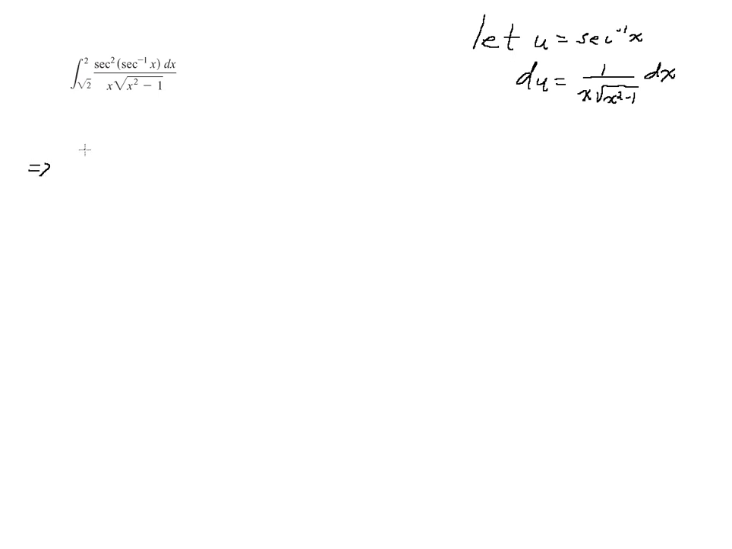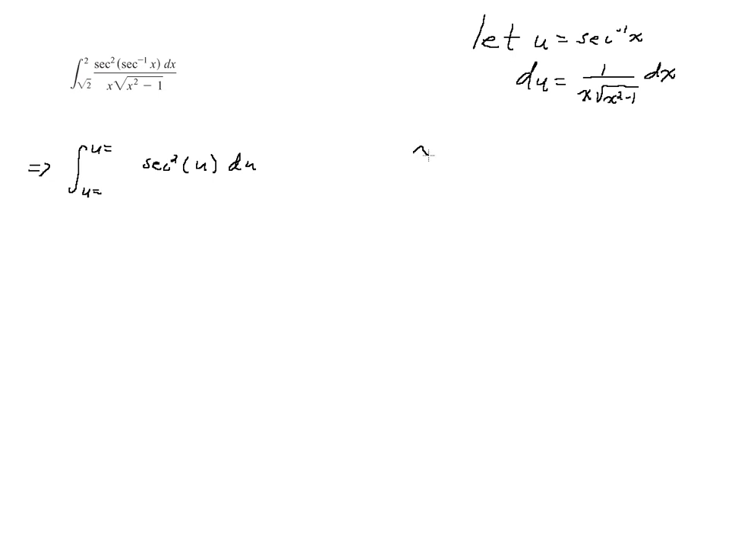I am going to change my limits of integration from x limits to u limits. So I have the secant squared of the arcsecant of x, which is now u. And dx over x times the square root of x squared minus 1 is du. If we know our derivative, that makes the substitution and taking that integral easy. So now I want to change my limits from x limits to u limits.